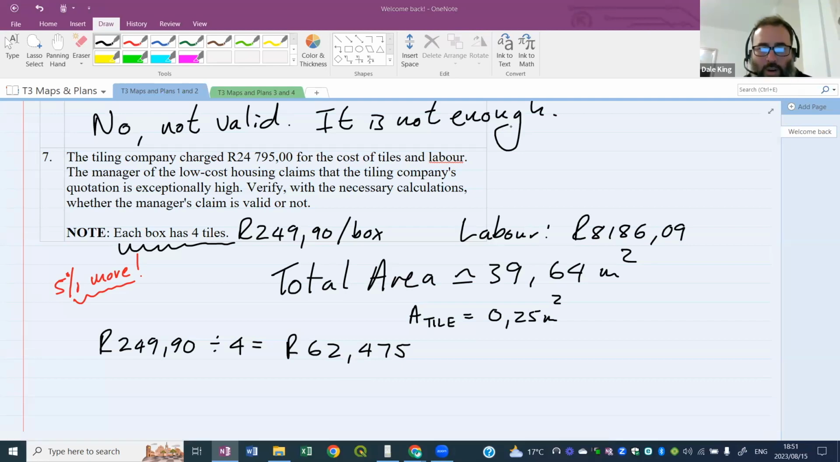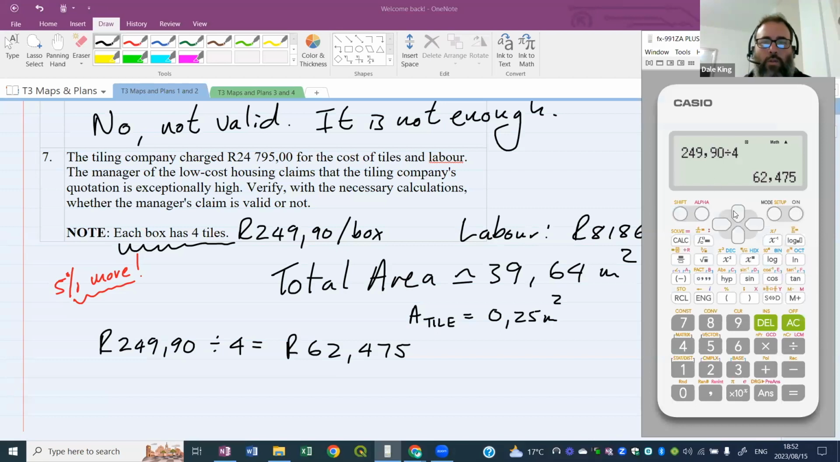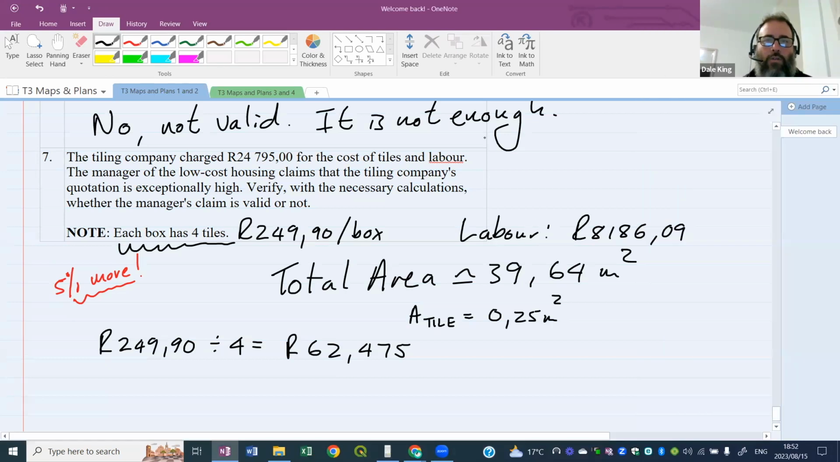Should I round that off? Done it wrong. 249.90 divided by 4. 62.475. Do I round that off now? Oh gosh, guys, do I round that off? I want to see a yes or no in chat. Do I round that off now? No, thank you, Ben. You do not round off during a question. Okay, good. No. Everyone's like, no, don't do it. Good. You do not round off during a question.